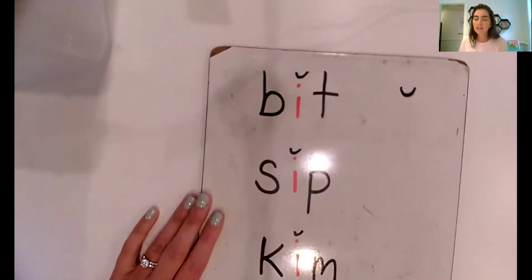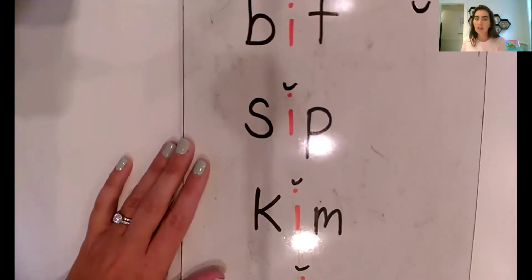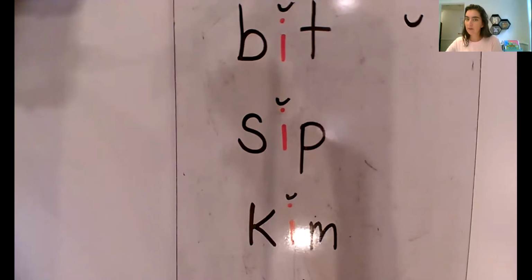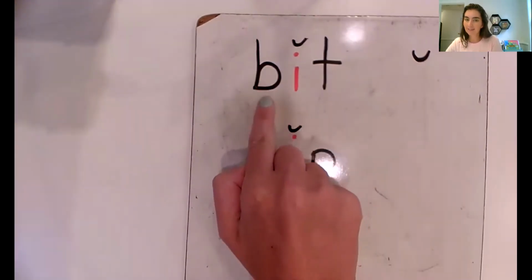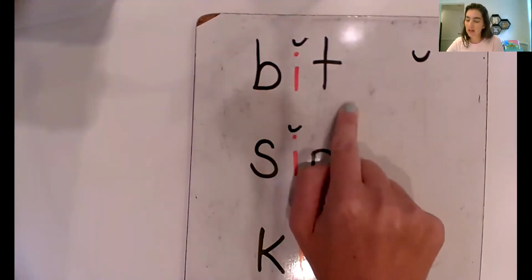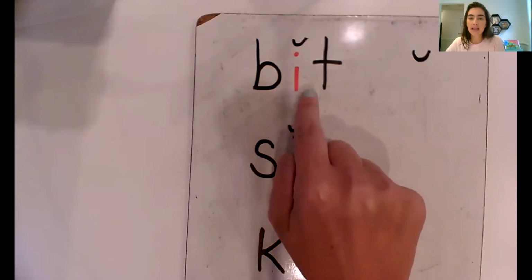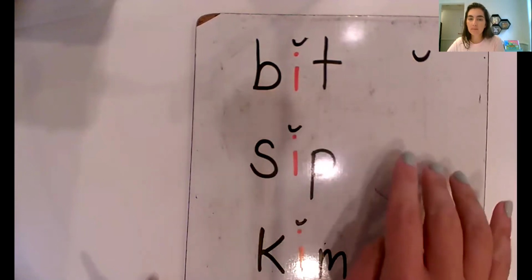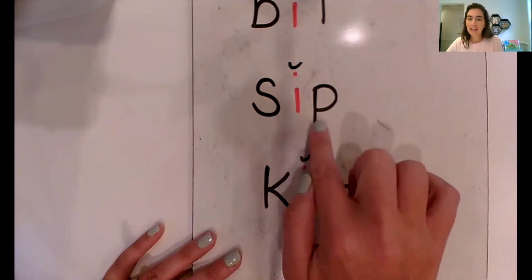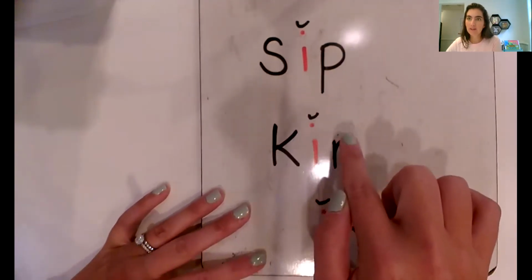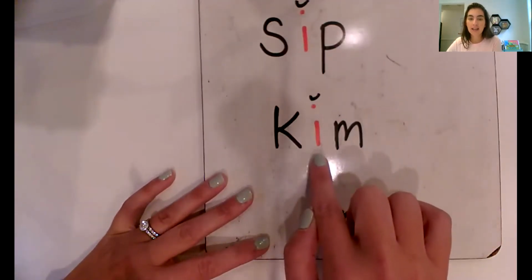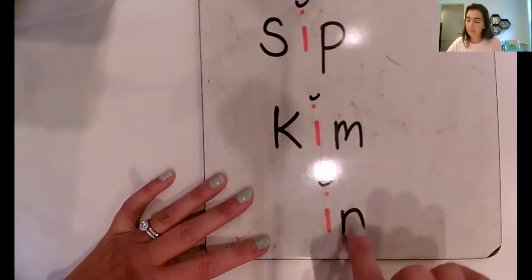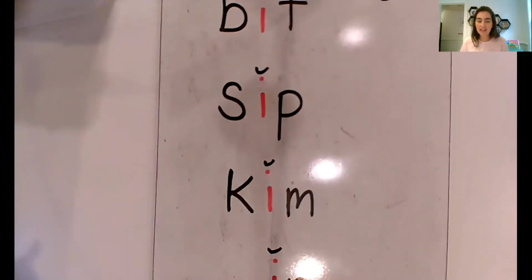All right, now let's try reading these words. To sound out these words, we're going to have our finger right underneath, and you're going to tap each sound and blend. B, it, bit, keep going. It, sip, keep going. K, kim, in. Nice job with the I sound.